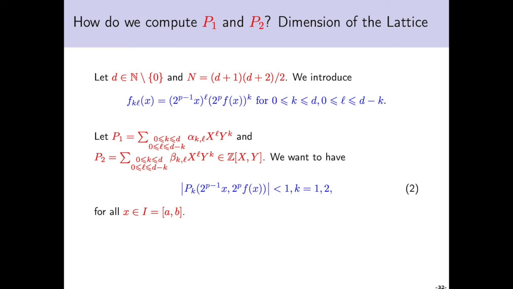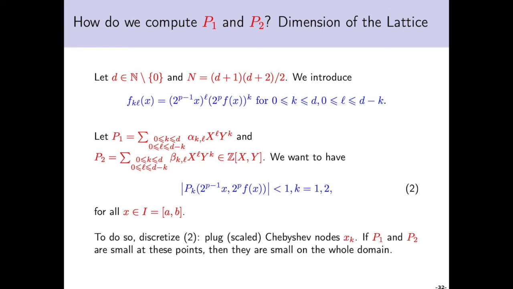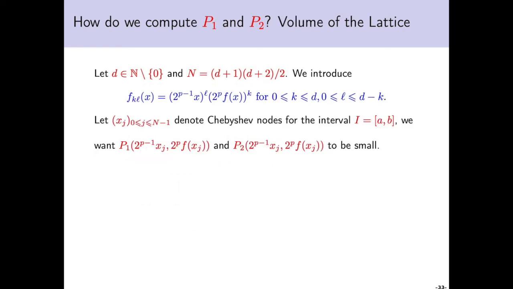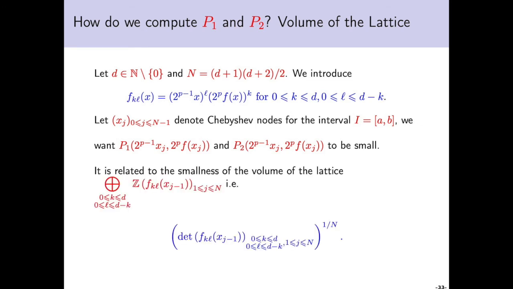So my initial problem now is this one. I want two polynomials with this shape satisfying this inequality. I discretize, I plug in Chebyshev nodes. I know that if P1 and P2 are small at these points, they are small on the whole domain. So, as I told you, we define a lattice. We have to solve a shortest vector problem, an SVP.